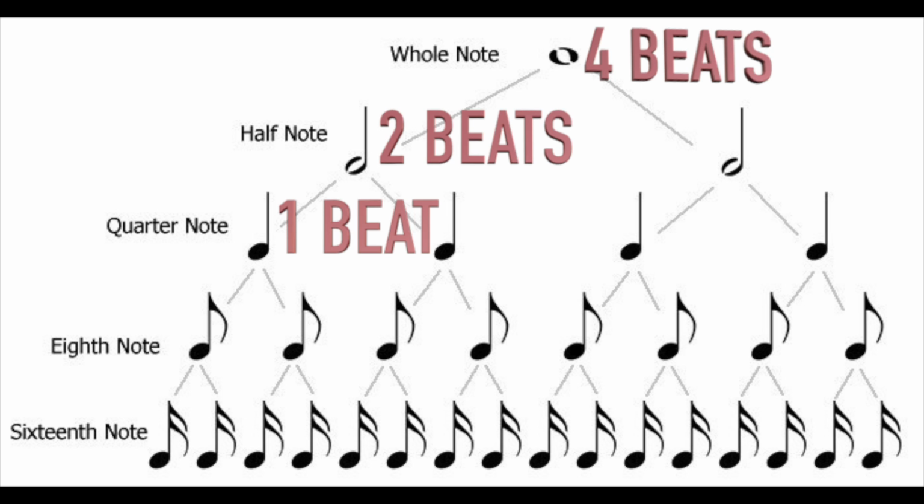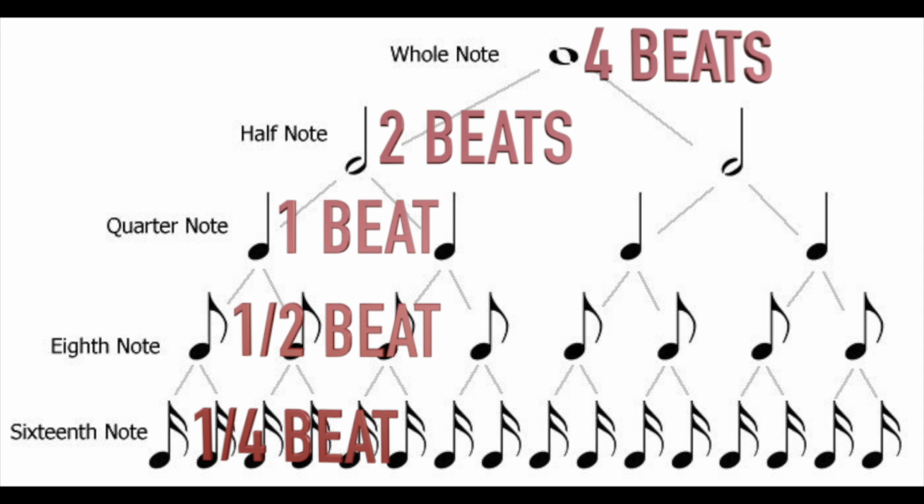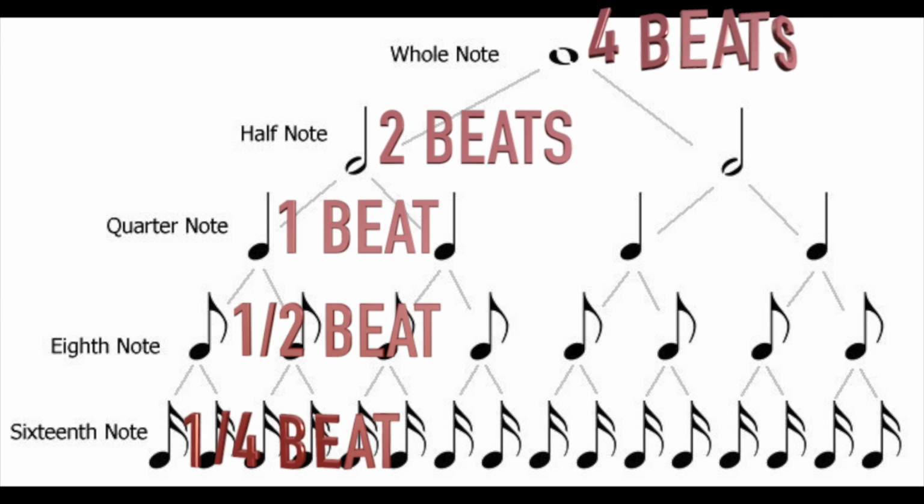In the other direction, 1 beat for a quarter note is divided into 2 eighth notes, so each eighth note gets half of a beat. 2 16th notes equal 1 eighth note, so each 16th note gets half of a half beat, or a quarter of a beat. If you multiply 16 times 1 quarter, you end up with 4 beats for a whole note yet again.